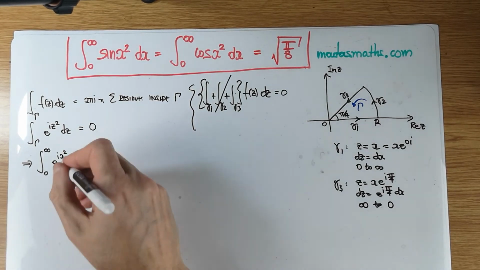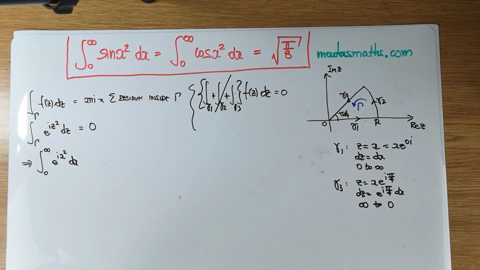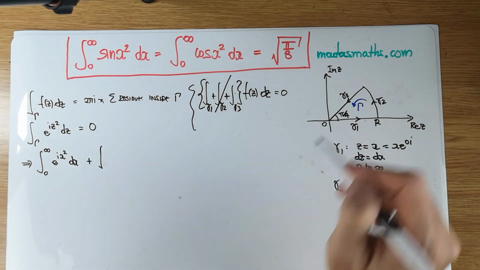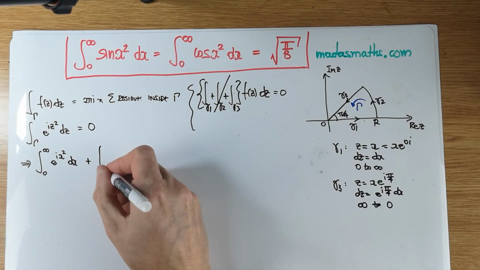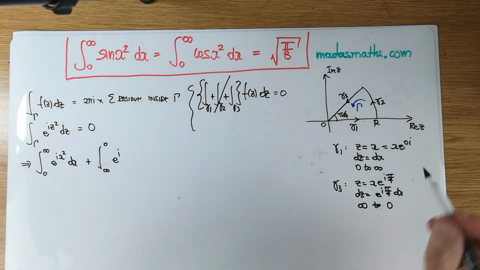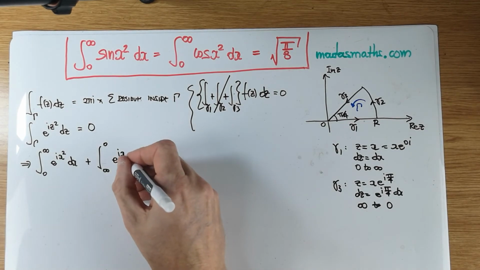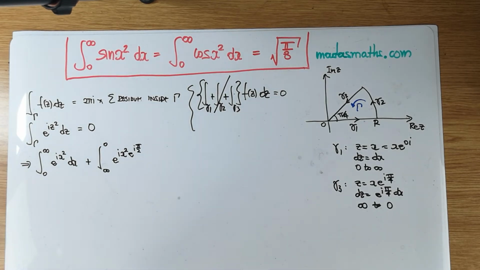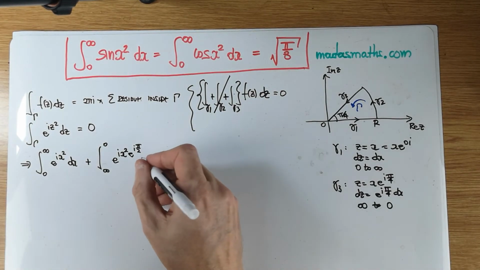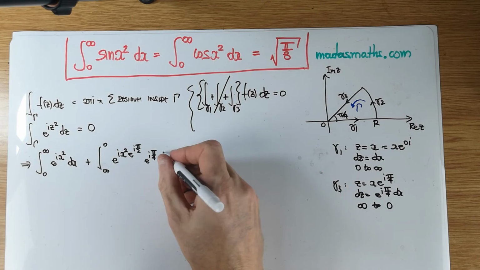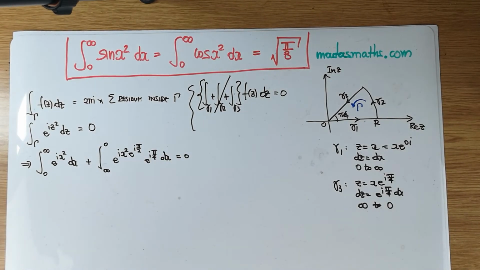x squared dx, plus, now we're looking at gamma 3. Gamma 3 now comes from infinity to 0, first of all, and is e to the i. What is z squared? z squared is going to be x squared e to the i pi over 2, and the dz there is going to be e to the i pi over 4 dx, and the answer to that is 0. Okay, it looks a bit messy, but it's not that bad.